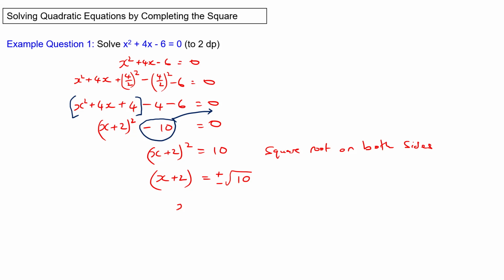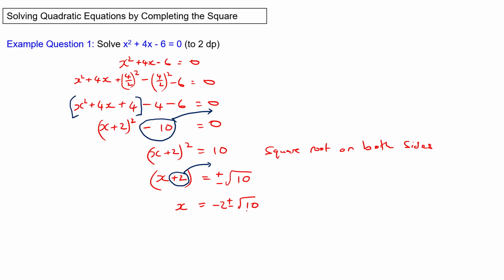So that means x plus 2. Let's get x on its own. X is going to be equal to that plus 2 floats over. Let's do that. Plus 2 floats over the equal sign to become a minus 2 on the other side. In red. So x is equal to minus 2 plus or minus the square root of 10.